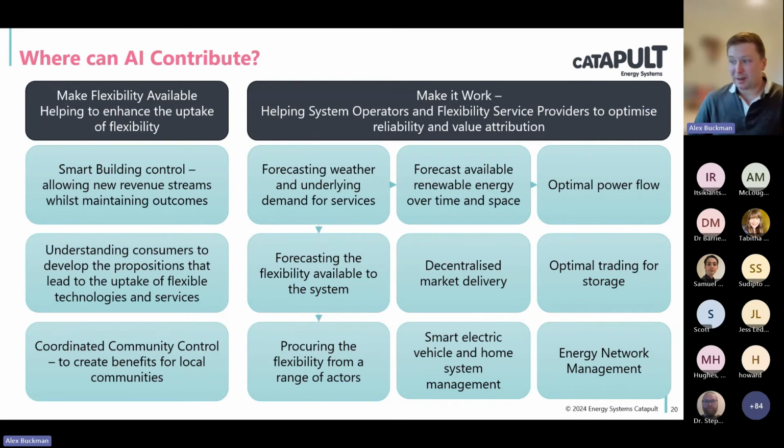Smart electric vehicle and home system management. This relates a bit to smart building control, but is focused particularly on your electric vehicles and home system management. Again, this is the lens of, okay, I'm operating a building, how do I maximize the value, either to the occupant or to the flexibility service provider that's providing that flexibility? And then energy network management, leaving a fairly big one till last. I talked before about all those different complexities across time and space in managing your energy networks. How do you most effectively manage those energy networks in the future system? So these are all areas that I think AI can contribute in various ways.